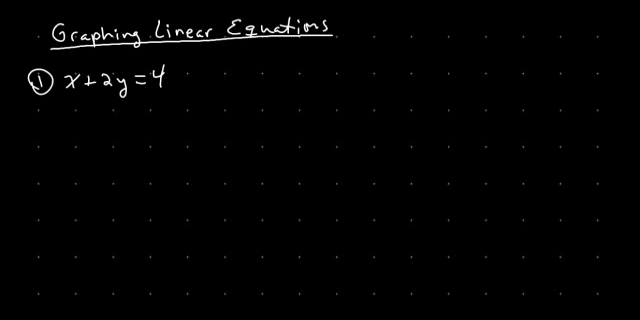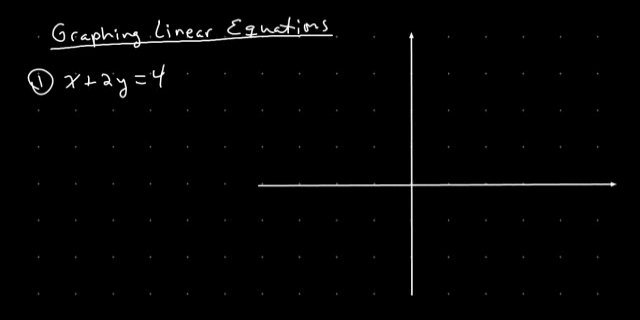So let me get a coordinate plane set up. Okay, and here's my origin. Here's my 1, 2, 3, 4, 5. 1, 2, 3. 1, 2, 1, 2, 3, 4. Okay. So, and here's going to be my x-axis, and here's going to be my y-axis.